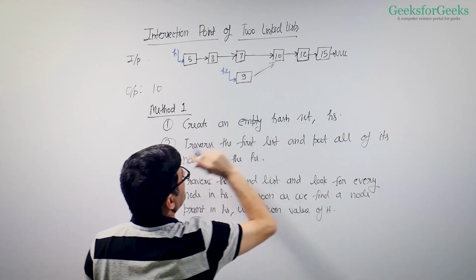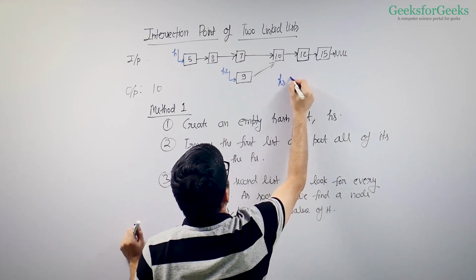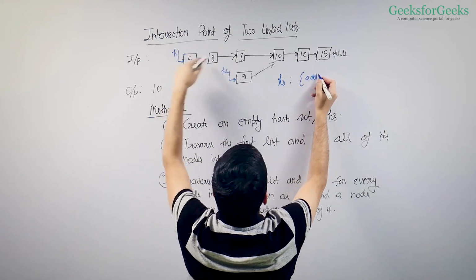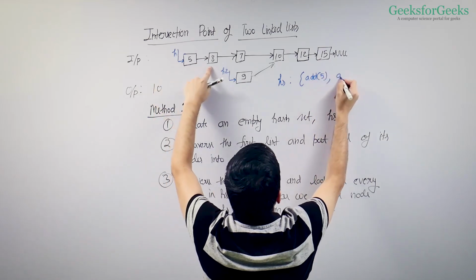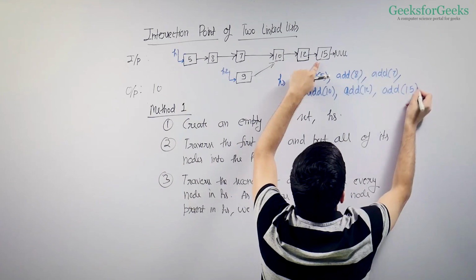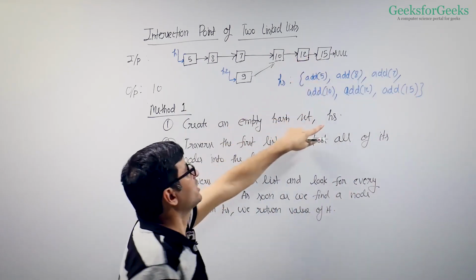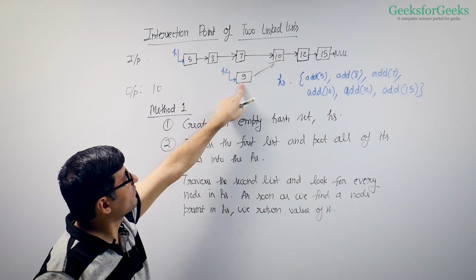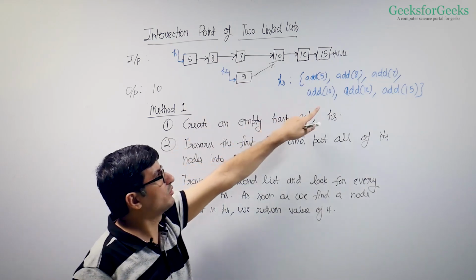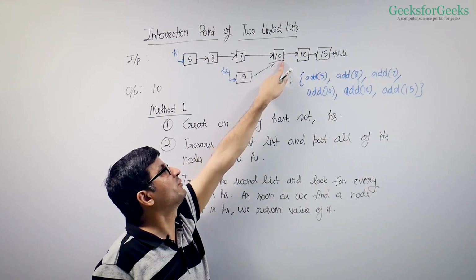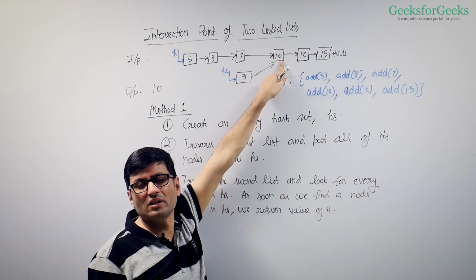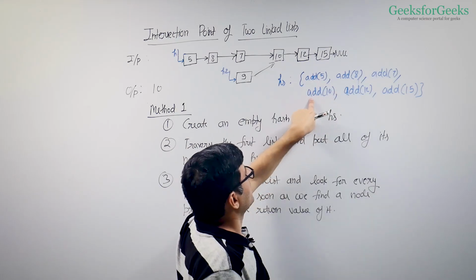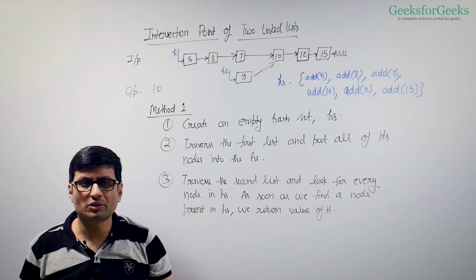So I'll create an empty hash set first and then I'll put all these addresses. Address of 5, I'll traverse the first linked list and put all the addresses in this hash set. Right? They all will go in this hash set. Now I'll traverse through the second linked list. I'll search for address of 9. It's not there, right? So I would continue. I'll come here. I'll search for address of 10 and I'll find address of 10 in this hash set, right? This is already there. So I'll return 10 as an output.